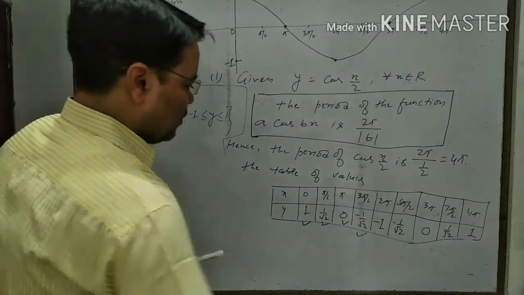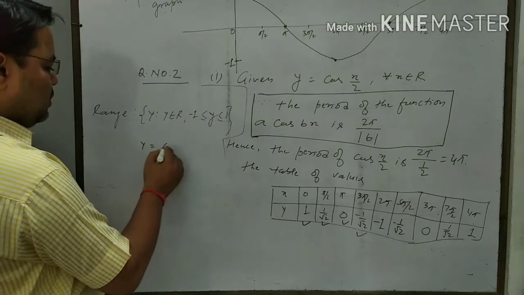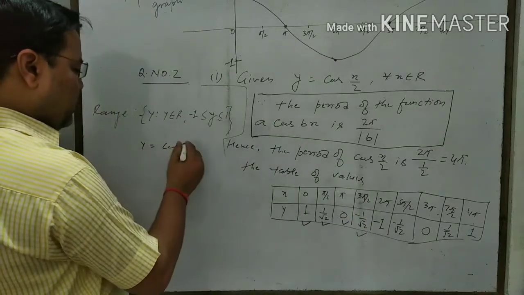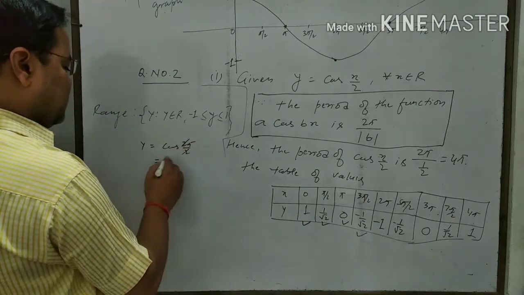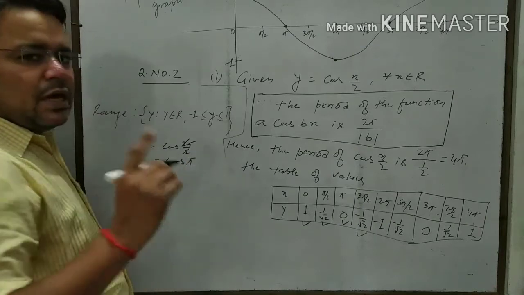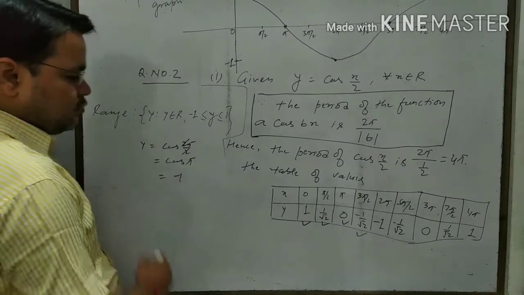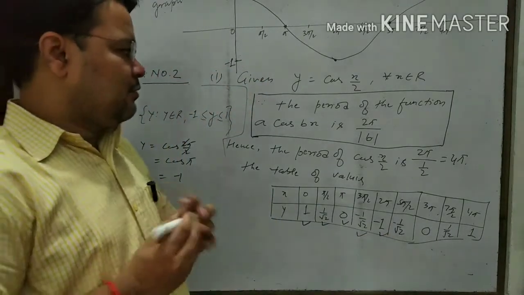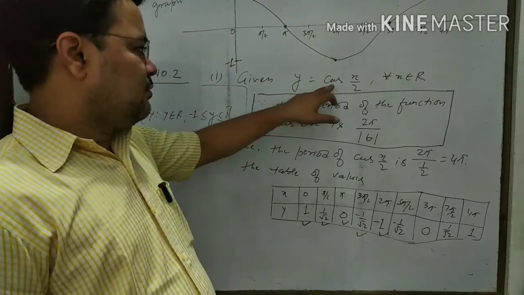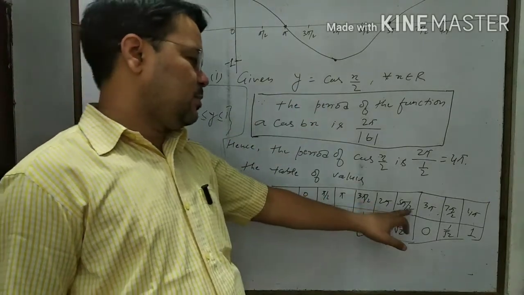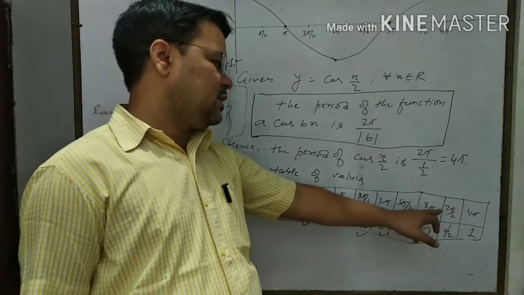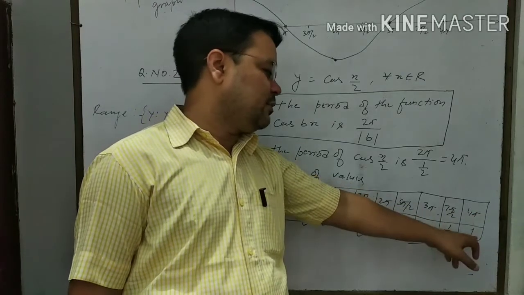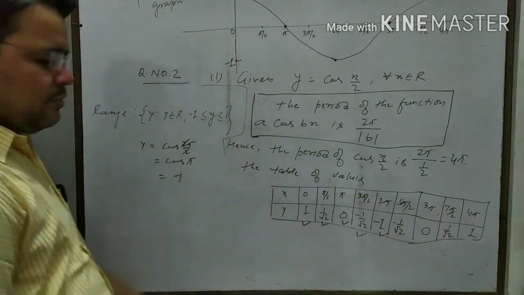Now our function is y is equal to cos x by 2. If we take x is equal to 2 pi, then the 2 and 2 will cancel, and it will be cos pi, and the value of cos pi is equal to minus 1. Similarly, we can find the values of y at other points: at 5 pi by 2 it will be minus 1 by root 2, at 3 pi it will be 0, at 7 pi by 2 it will be 1 by root 2, and at 4 pi it will be 1. Similarly, we can find it.